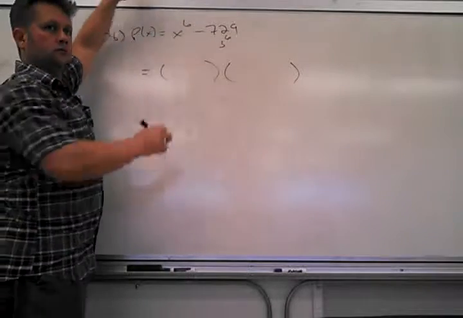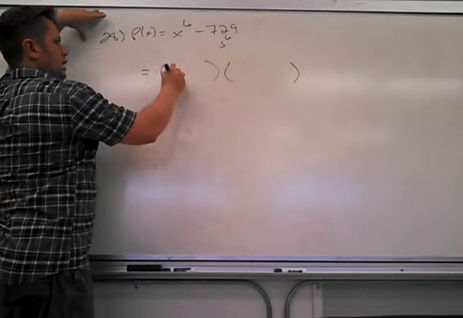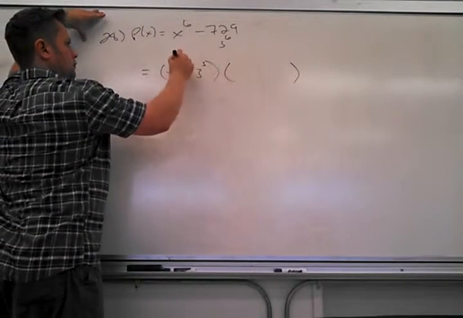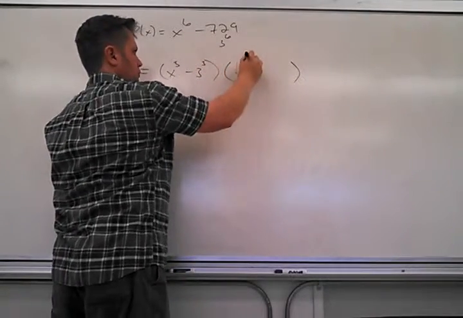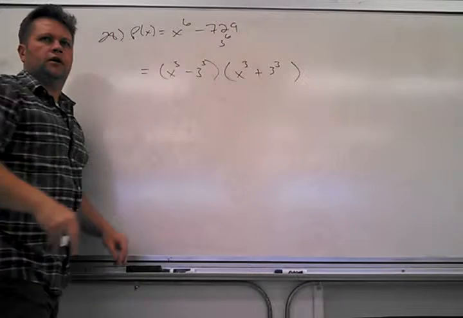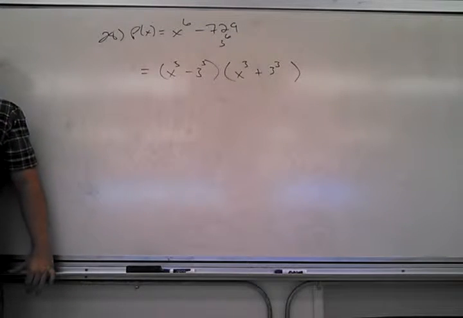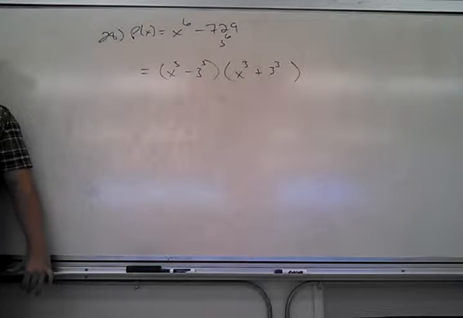What do you do with everything? x to the 6th minus 729, just cut it in half. x cubed minus 3 cubed, times x cubed plus 3 cubed. That's crazy. However ugly I make something, if it's a difference of squares, or even a sum of squares now, we just throw i's on there. Easy. Let it be easy.